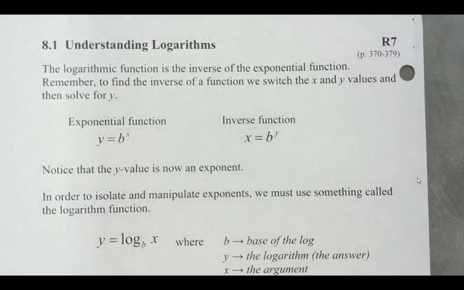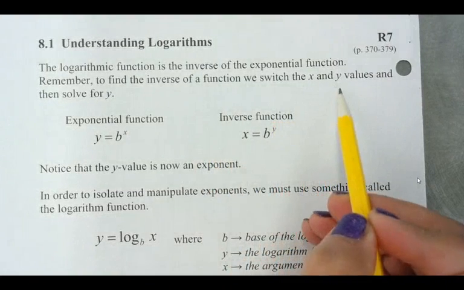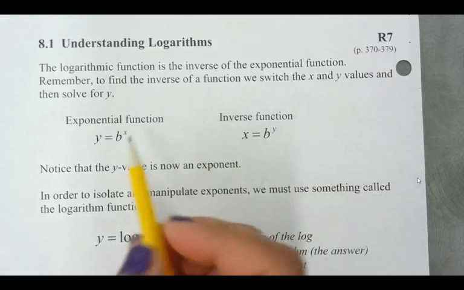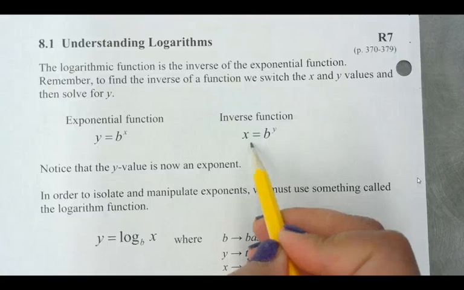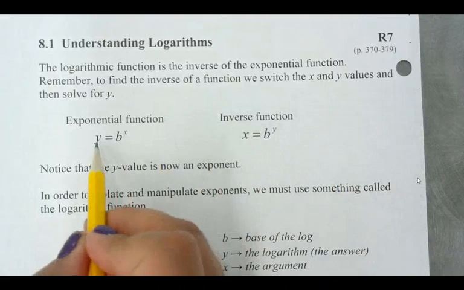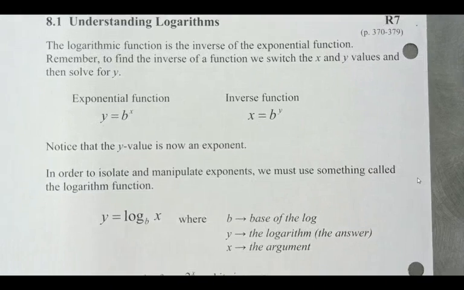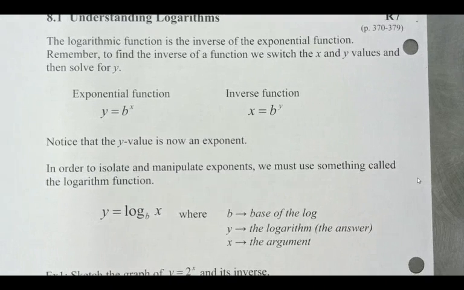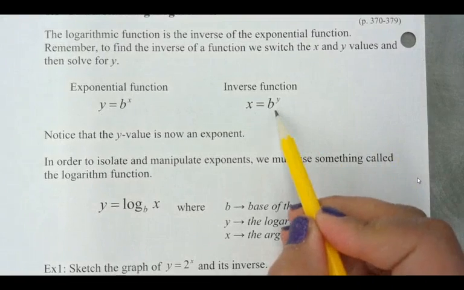Remember, to find the inverse of a function, we switch the x and the y values, and then we solve for y. So this is the exponential function here, and this is the inverse function. You notice the differences: we've switched the x's and y's. Now, notice that the y value is now an exponent in the inverse function here.